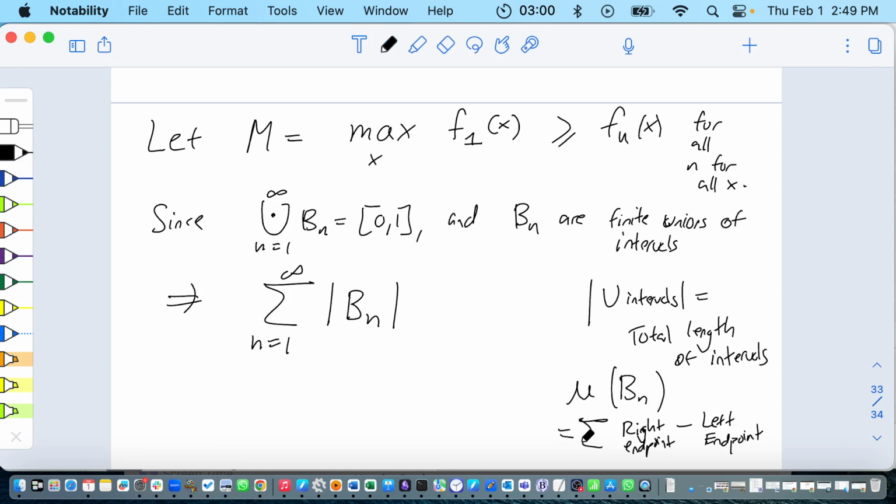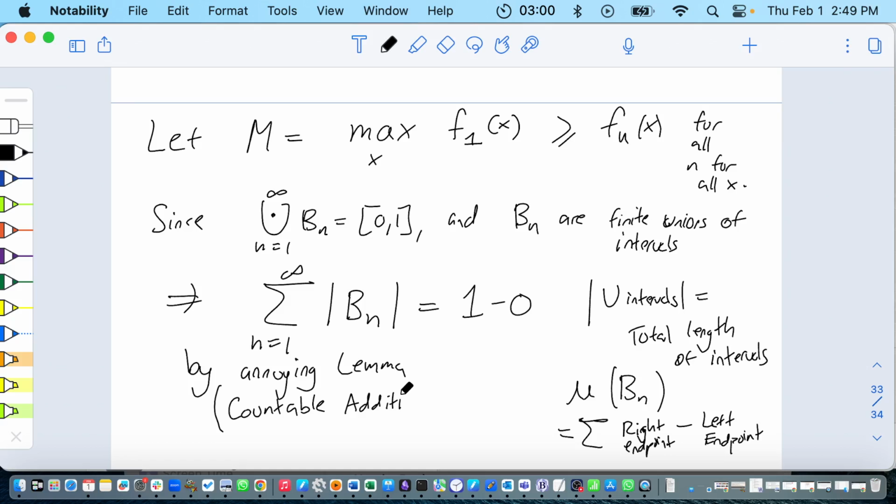In the textbook, they avoid this kind of thing. They just say let Bn equal this union, and they write everything out, so they introduce a lot more notation. I think it's more clear this way, even though you need to know this idea of the length of an interval. That's really what we're doing. So the sum of the lengths is equal to 1 minus 0. That's by the annoying lemma, which I called countable additivity for intervals.